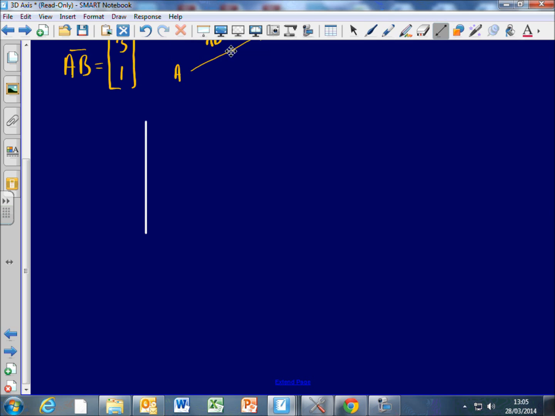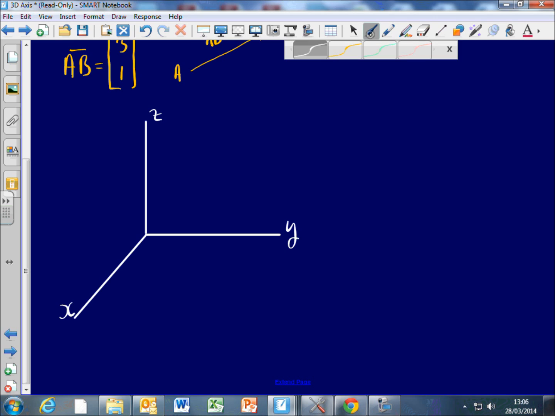Let's say I have an axis in 3D, because we can talk about vectors in 3D as well. And this is going to be X, Y, and Z. Well, the vector AB, the one we just drew, would be a vector that's 3 in the X direction and 1 in the Y direction. So we've got 3 in the X direction, 1, 2, 3, and 1 in the Y direction. It's going to be an arrow that looks something like that. That's the vector AB. Can you see that?